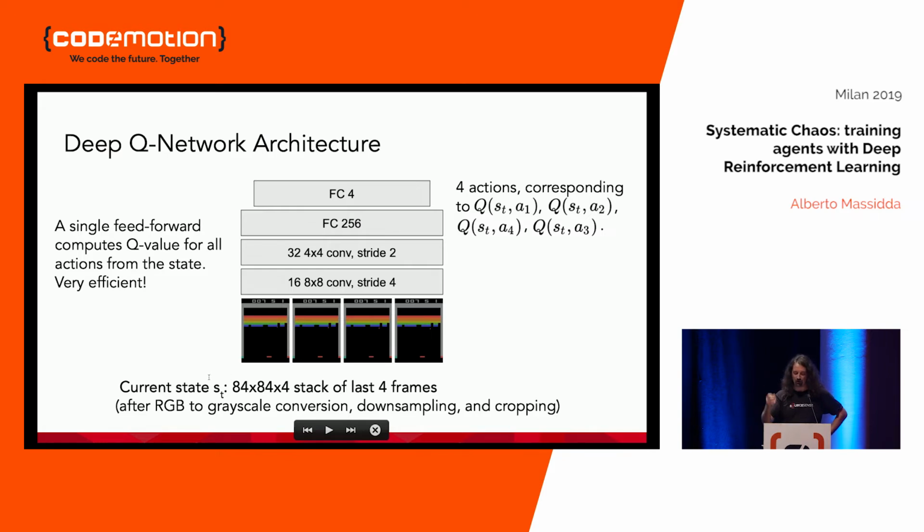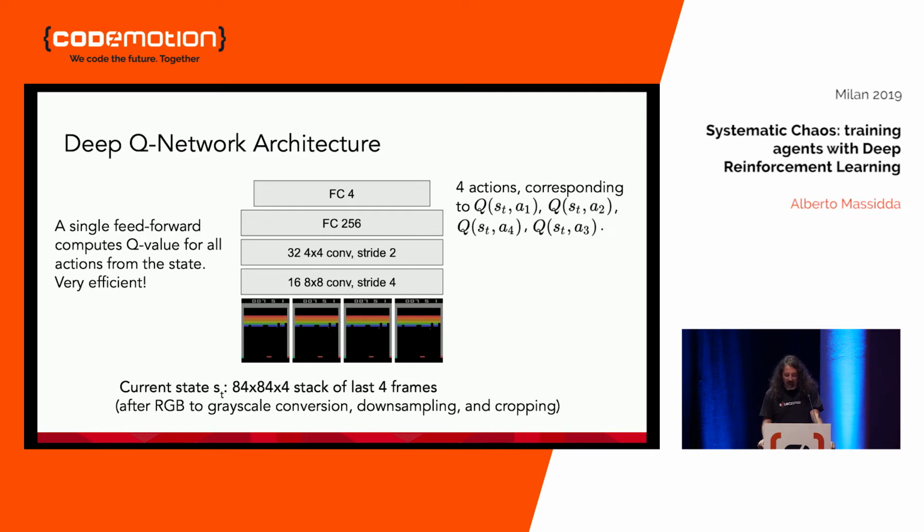And you do RGB to grayscale conversion, you downsample them, you crop useless information, and then you stack them, concatenate them all together. And then you pass this into this convnet, which is 2 convolution layers, then a fully connected layer, so you flatten everything out. And then you have the 4 outputs of the last layer, which correspond to the 4 possible actions. If your game is much more complex, you output more outputs.